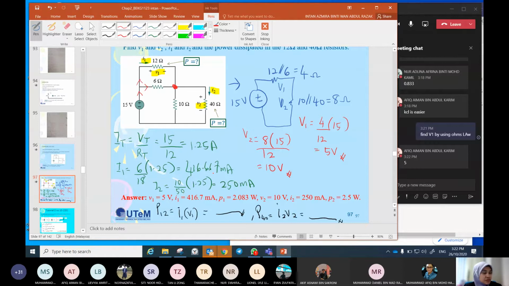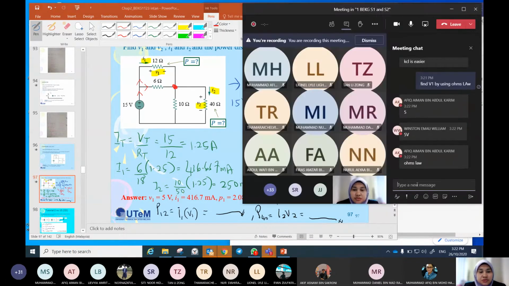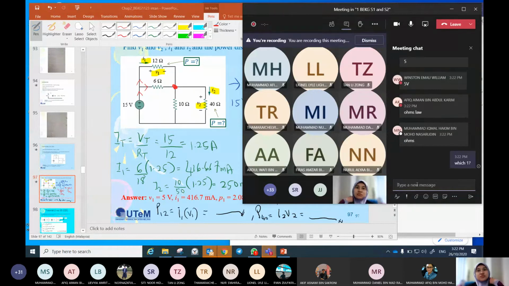Okay, 5 volts, right? So which one is easier? We have found I1 and then we want to find V1. Should we use Ohm's law or the voltage divider principle? Which one is easier? Ohm's law, of course.